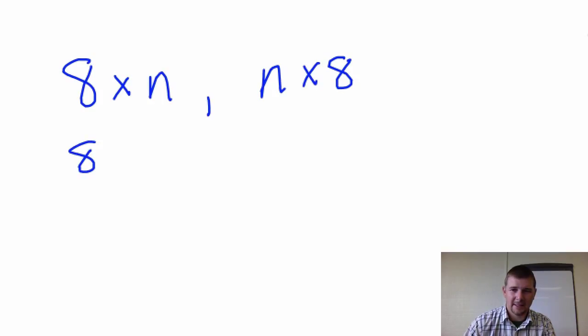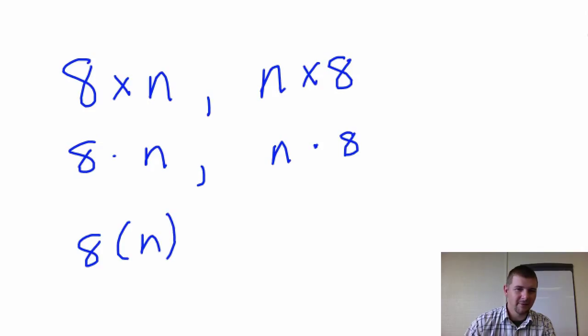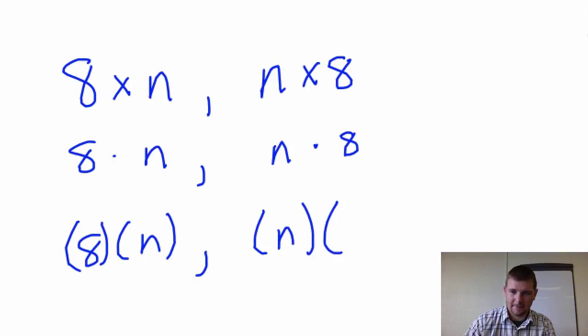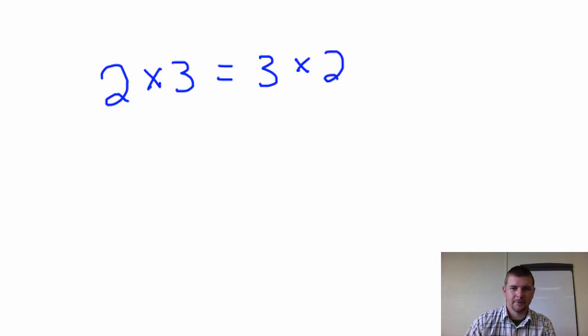Similarly, 8 dot n and n dot 8, as well as 8 parentheses n, possibly even parentheses around the 8 and n, are all equivalent because multiplication is commutative. A more concrete example would be the fact that 2 times 3 equals 3 times 2. Multiplication is commutative. Not all mathematical operations are.